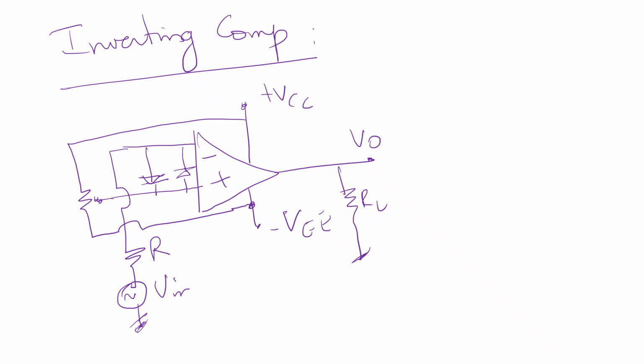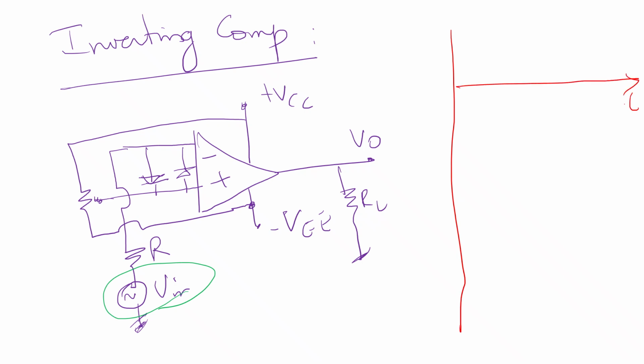The input signal is fed to the inverting terminal of the op-amp. When the input signal is compared with the reference signal, what happens? What kind of waveform is generated? We will try to plot it in a graph. So this is the input signal that is fed to the inverting terminal.